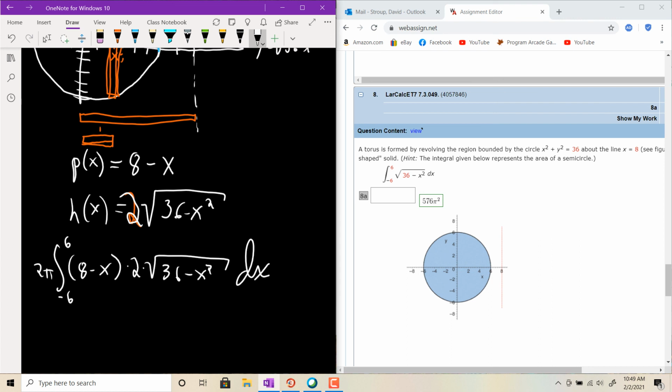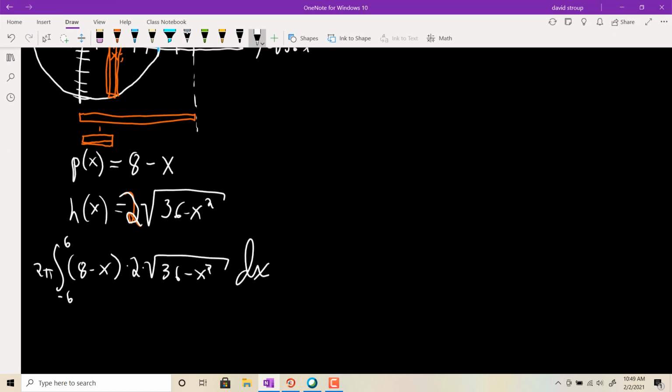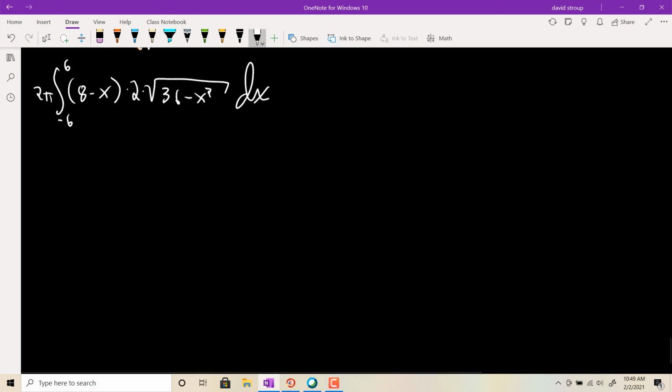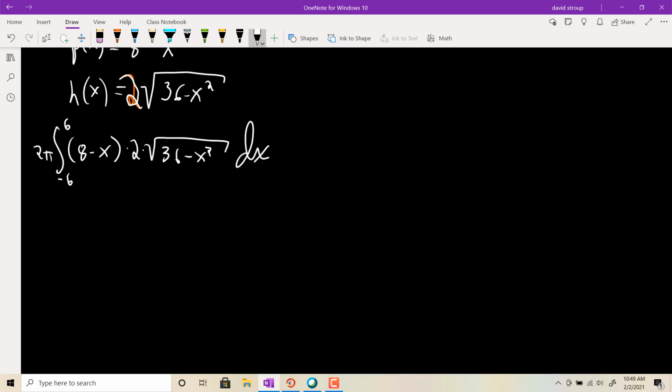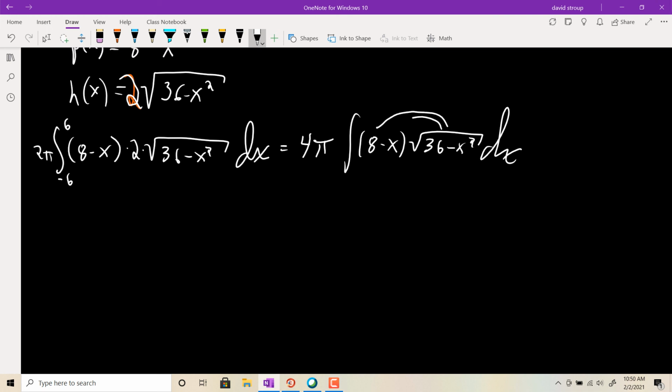Okay, and now the fun begins, right? So the first thing you're going to do is probably pull that 2 out, so you end up with 4 pi times the integral of 8 minus x times the square root of 36 minus x squared dx. The next thing you're going to do is split it into 2 integrals. You're going to distribute this. So you're going to have 4 pi times the integral of 8 times the square root of 36 minus x squared minus x times the square root of 36 minus x squared.